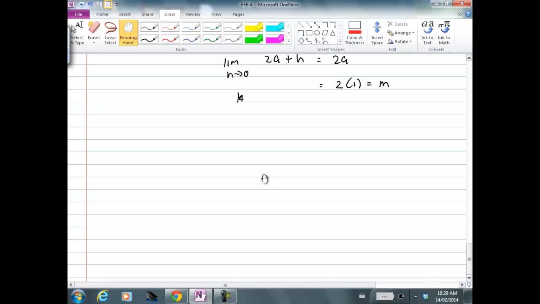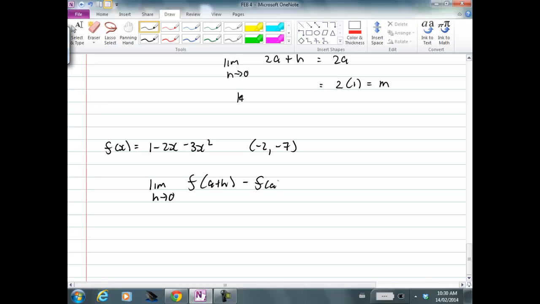I'm going to give you some time. I'm going to walk around. f of x equals 1 minus 2x minus 3x squared, at the point (-2, -7). You have to use this formula to find the limit as h approaches 0 of f of a plus h minus f of a over h. You are forbidden from using any other formula but this one now. My answer, we know, should be 10. Good luck.